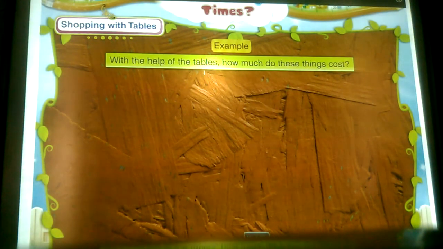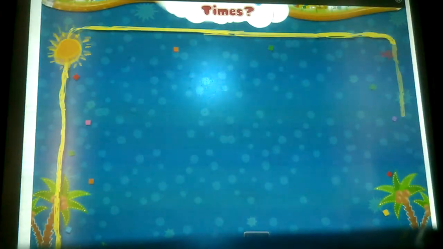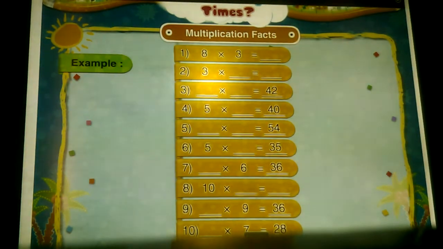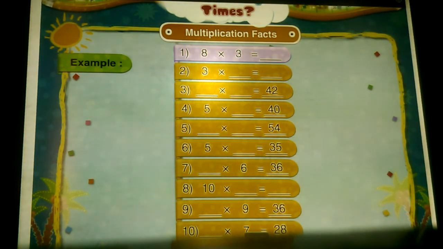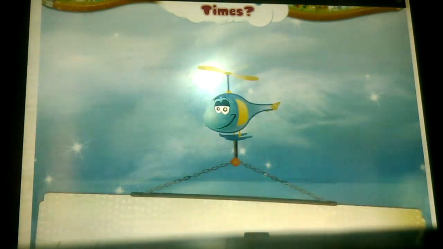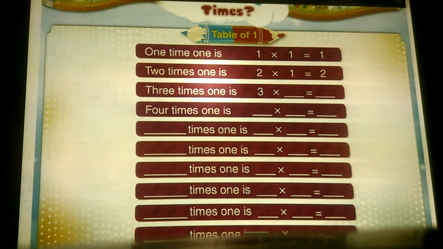Shopping with tables. With the help of the tables, multiplication facts. Example. 1. 8 into 3 is equal to. Table of 1. 1 times 1 is equal to 1 into 1 is equal to 1.